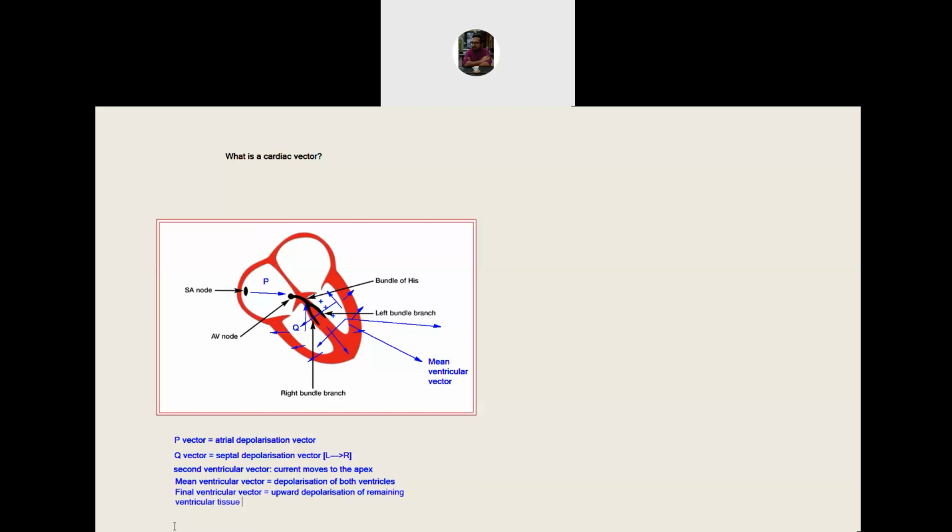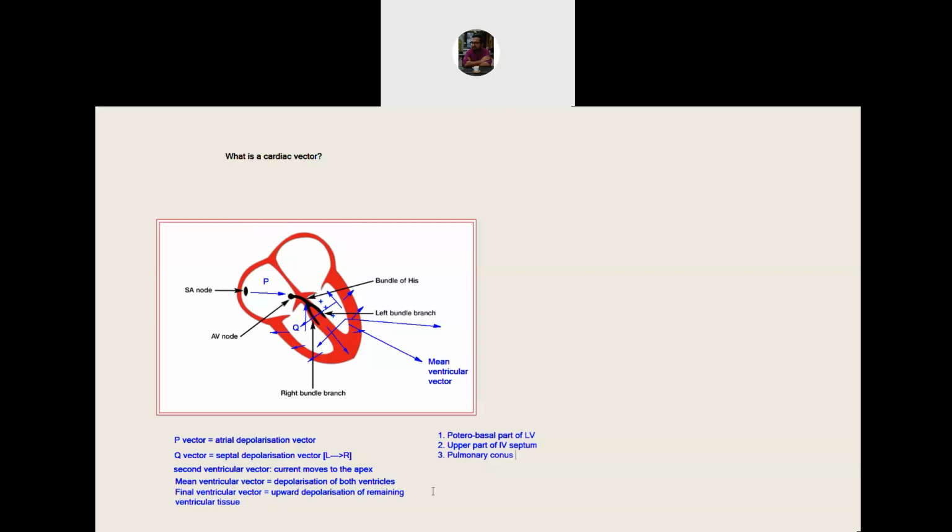So what are the last parts of the heart to be depolarized? The last parts of the heart to be depolarized simultaneously are the posterobasal part of the left ventricle, the upper part of the interventricular septum, and the pulmonary conus. These are the last parts that are depolarized, and they happen simultaneously. So again, I'm repeating this whole thing.